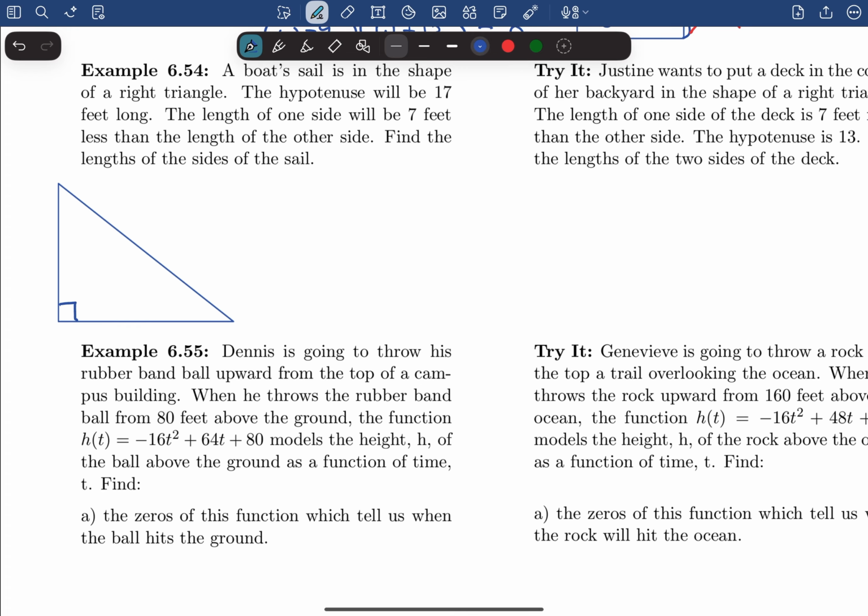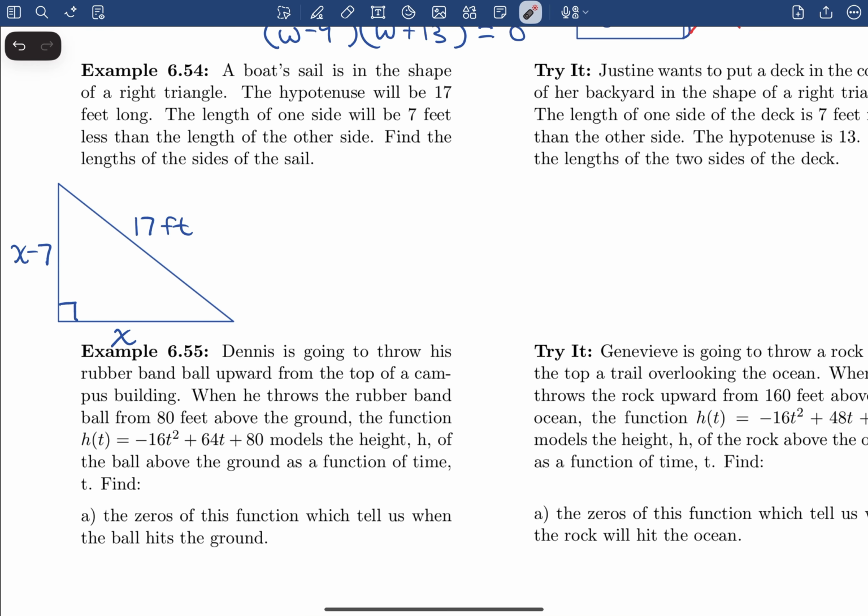And I'm going to label the diagram with things that I know, like the hypotenuse will be 17 feet long. The hypotenuse is the longest side of the right triangle. So there's the 17 feet. The length of one side will be 7 feet less than the length of the other side. So if I call one side length x, then the other one will be 7 feet less than x, right? So I would call this one x minus 7. Okay, so I've now created representations of what each side length is.